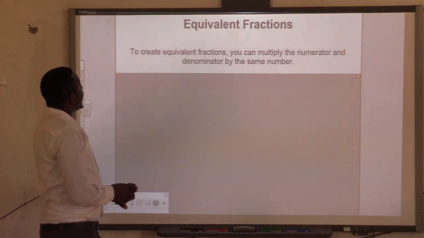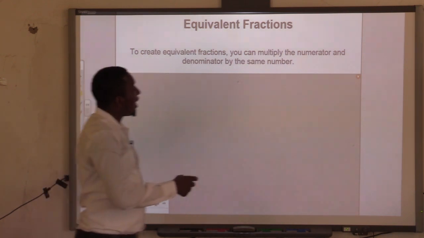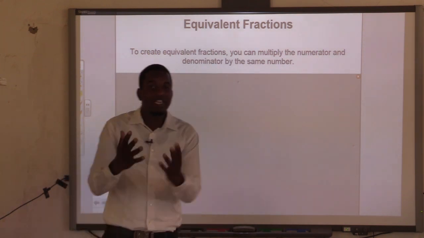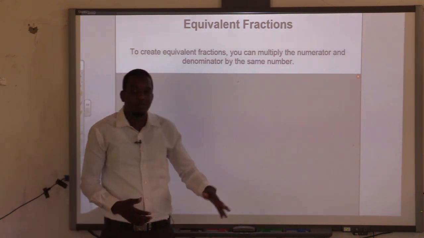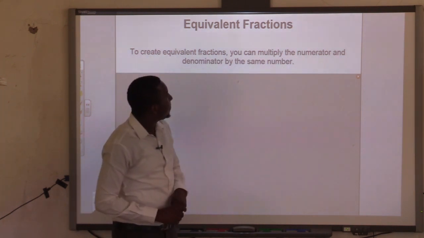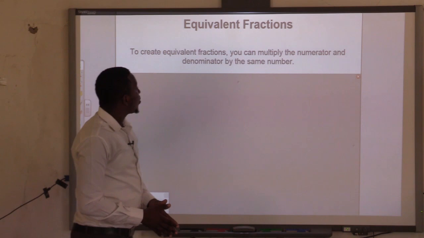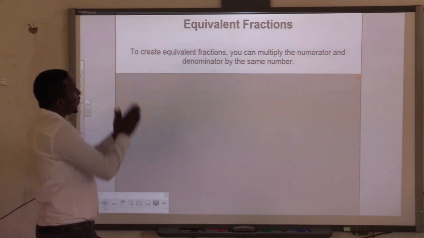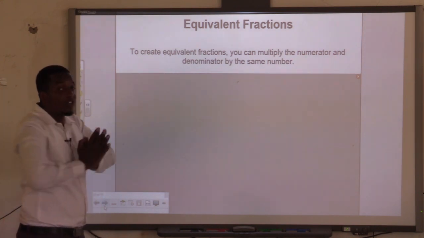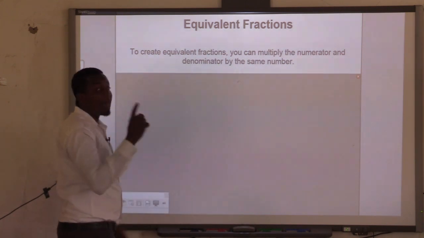All right. Again, here we are saying to create equivalent fractions, you can multiply the numerator and the denominator by the same number. Here what we are trying to say is, whenever you are given just one fraction and you are asked to find another fraction that is equivalent to it, what can we do? To create equivalent fractions, you can multiply the numerator and the denominator by the same number.